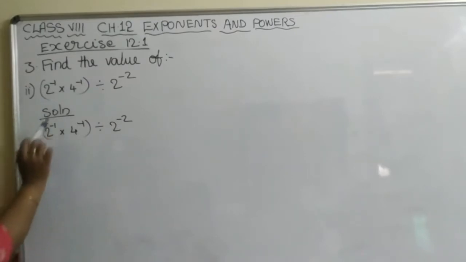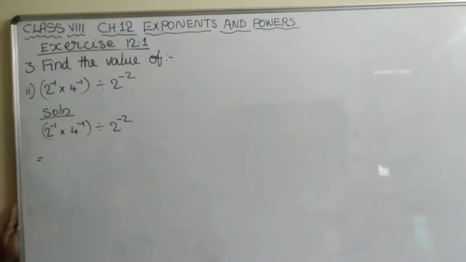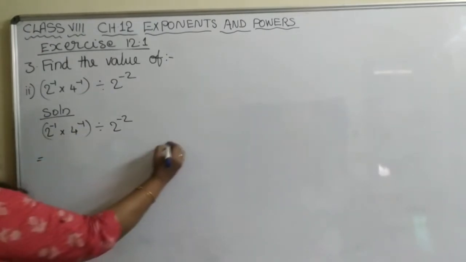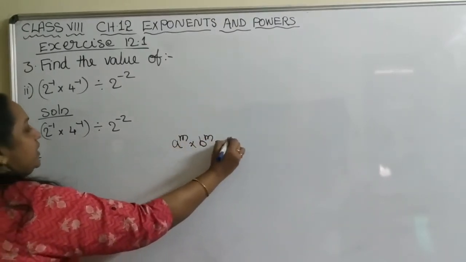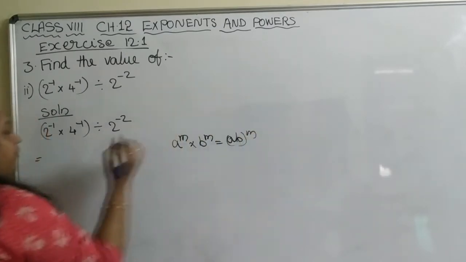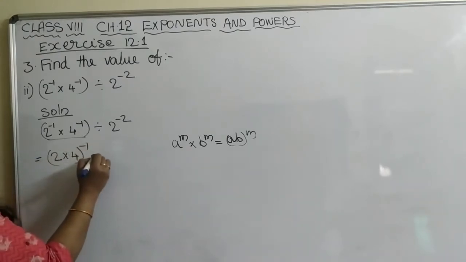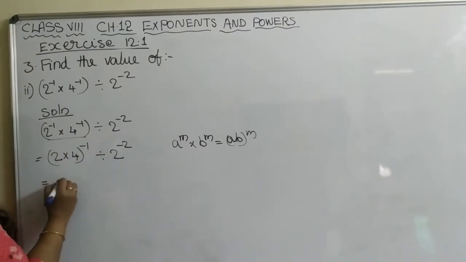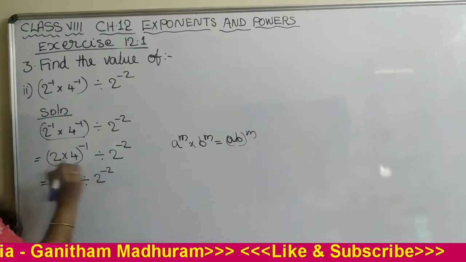Next is question number 2. (2 raised to minus 1 into 4 raised to minus 1) whole divided by 2 raised to minus 2. So we have, this is of the form where the powers are same but the bases are different. So we can use the rule a raised to m into b raised to m equal to (ab) whole raised to m. So (2 into 4) whole raised to minus 1 divided by 2 raised to minus 2, which gives 8 raised to minus 1 divided by 2 raised to minus 2.